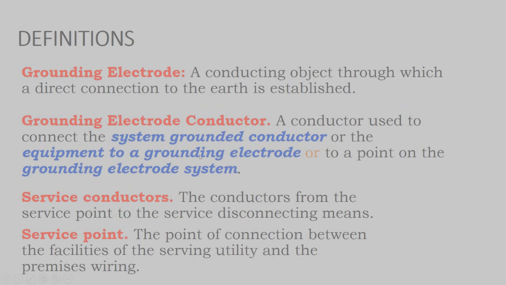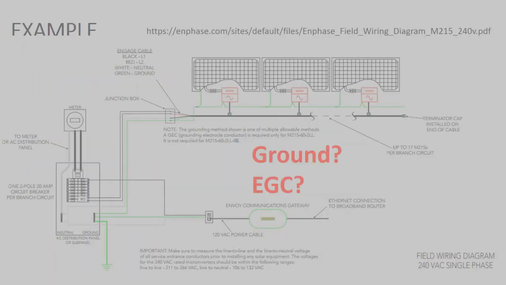So then we have the grounding electrode conductor. And then another term, the service conductors and the service point. And so what is the grounding electrode and the grounding electrode conductor? The grounding electrode is the object that establishes the direct connection to ground. You may be familiar with this little triangular symbol as ground, but whatever that physically is on the job site is the grounding electrode.